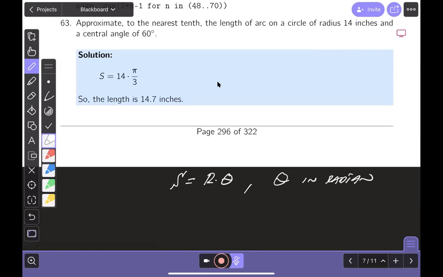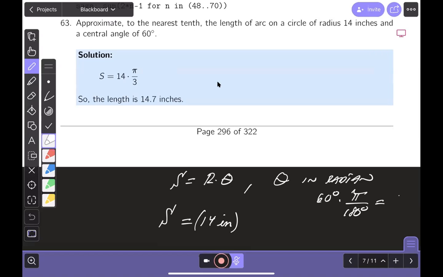Okay? So S is the arc length, R is the radius. So it says approximate to the nearest tenth the arc length of a circle, radius 14 inches. I'll write that down. And we've got to get the arc length, that's S. But the problem is the angle is 60 degrees, but it must be in radians. So 60 degrees times pi over 180 degrees.